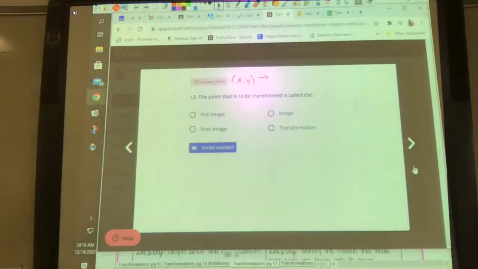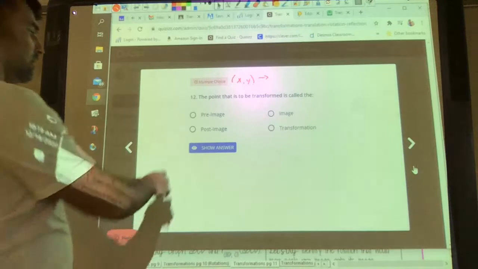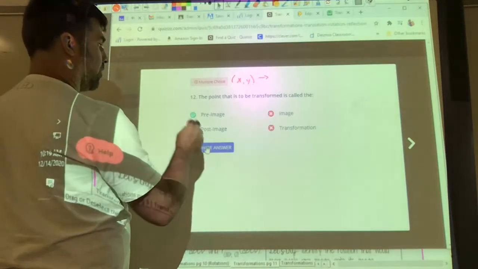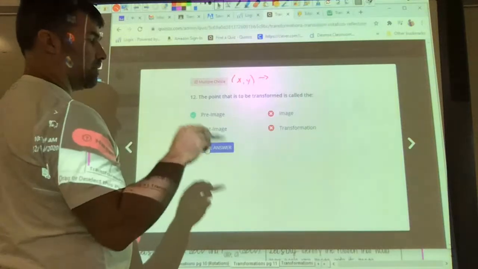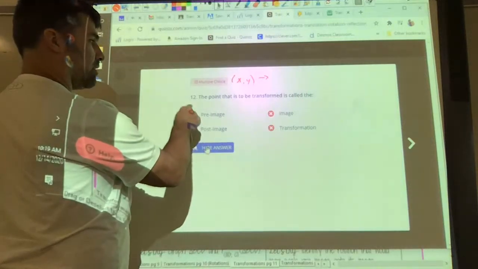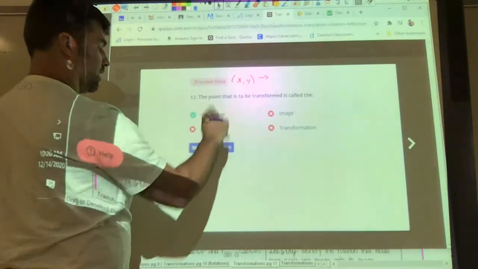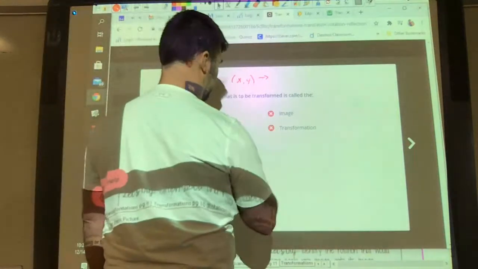All right, the point that is to be transformed. This goes back to vocabulary. Pre-image and image. There is no post-image. So the point that is to be transformed is the pre-image. I transform that to get the image. So read that direction carefully.